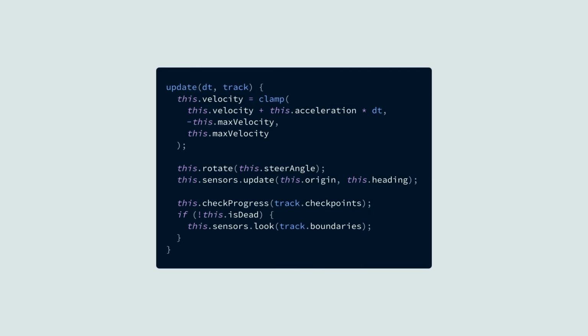Last thing to do is to extend the car's update method to connect the sensors. We'll need to add two methods. The first one is to update the sensors each time the car coordinates or heading change. And the second one will be the look method we just saw to check the distances from the track boundaries. Notice that I'm only calling this method when the car is on the track. There is no actual need to read these sensors otherwise.